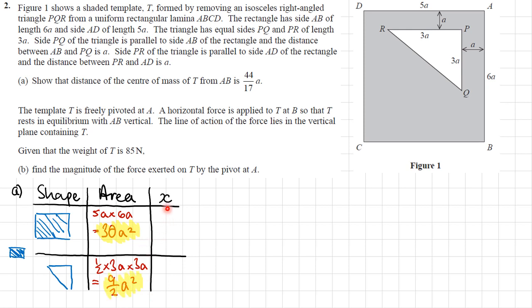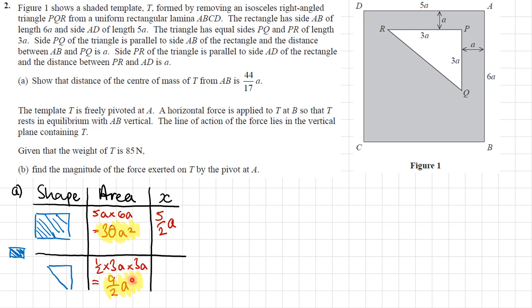Next, I want the distance of the centre of mass from the line AB. So for the rectangle, from the line AB going across this way, because this rectangle is symmetrical, I just go halfway across. So 5 over 2A, that's going to be the distance of the centre of mass from AB. So just 5 over 2A.